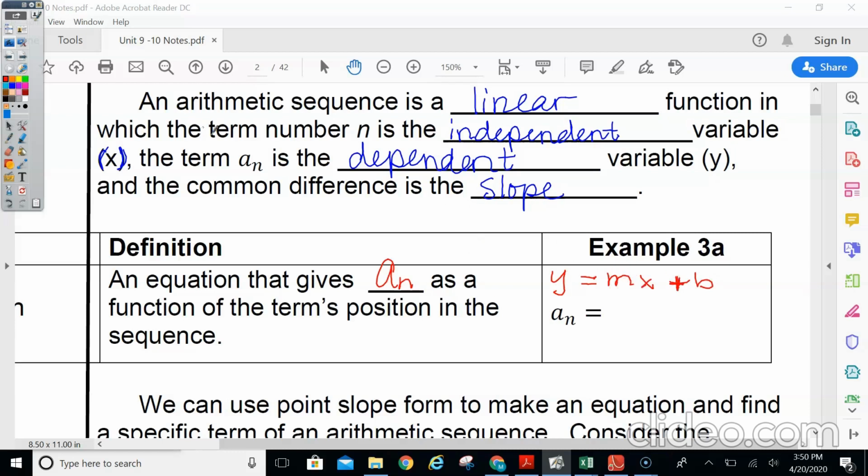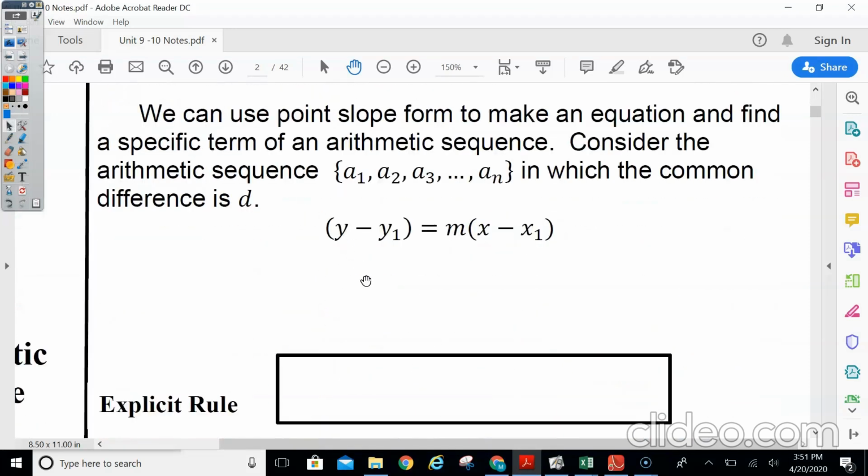So your m is your common difference. Your x is your number in the sequence, so your n. And the b value is your starting point, which is not a sub 1, because a sub 1 is where the sequence starts, but that's where it's at 1. In the equation, this one would be a sub 0, which means if you go back one more, you'd have the y-intercept. But here, we usually don't use a formula like this because we don't know what a sub 0 is and we can find it. But this is the formula we usually use.